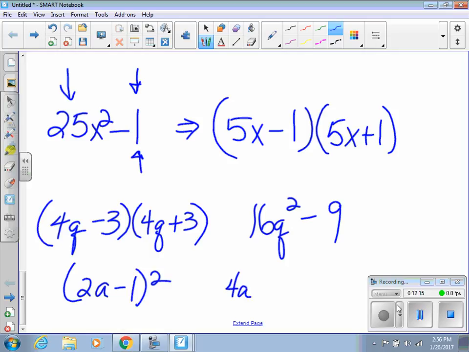4a minus 2. Okay, because we square this one and we square this one. So we got 16a squared and we have 4 because we squared each term. Then this times this, 2 times 4a is 8a, and then you double it, it becomes 16a. Okay?